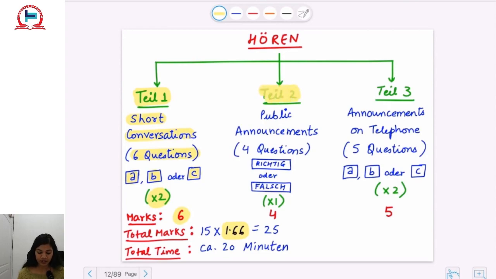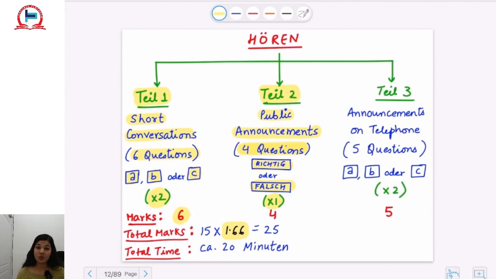In Teil 2, there are public announcements. By public announcements, I mean announcements at public places, like the airport, the railway station, the immigration office. In this Teil, there are 4 questions and you have to mark the answers richtig oder falsch, right or wrong.